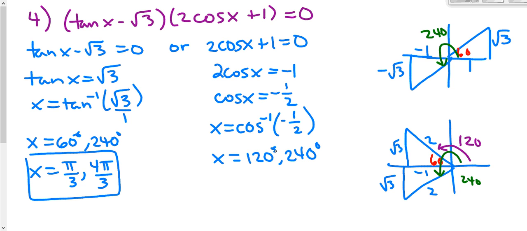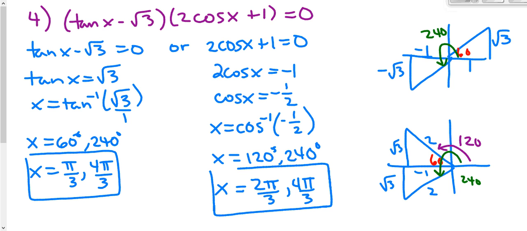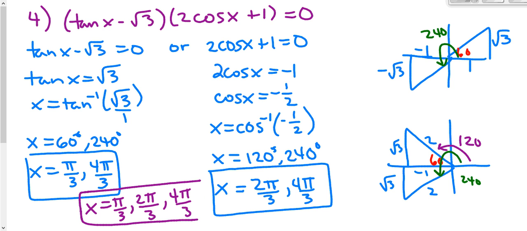And then we convert those into radians, and we get 2 pi over 3, and we get 4 pi over 3. Okay, notice we got 4 pi over 3 for 2 of these, so really we only have 3 answers altogether. We don't need to list 4 pi over 3 twice. So our answers are pi over 3, 2 pi over 3, and 4 pi over 3 when we put those together.